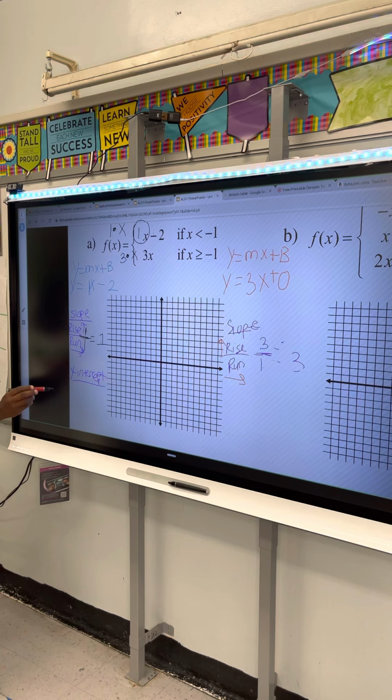Now, let's do our Y-Intercept. So, remember, coordinates is an X value and a Y value, right?